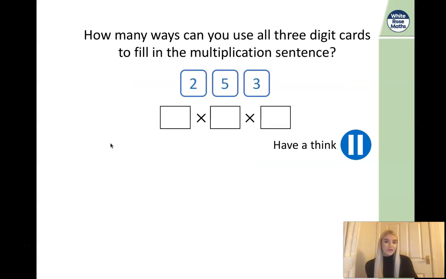I want you to pause this video in a moment and have a think about how many ways you can use all 3 digit cards to fill in the multiplication sentence. Pause the video and write down on a piece of paper your thoughts, please. Off you go.